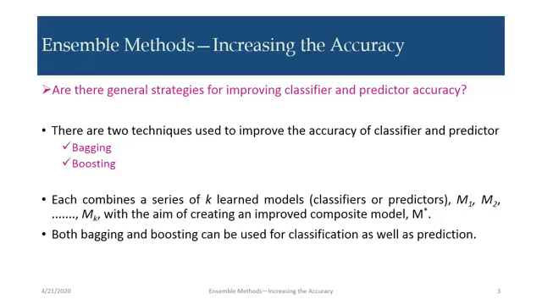So, in this session we will discuss the details about how bagging and boosting works. Each combines a series of k learned models. Here we are using k learned models, that is the classifier or predictor, M1, M2 up to Mk. Each one is one model used for classifier or predictor with the aim of creating an improved composite model, that is M star. Both bagging and boosting can be used for classification as well as prediction.